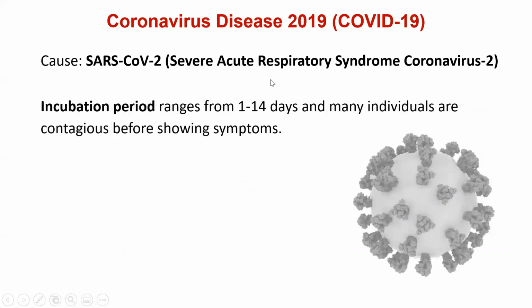So the incubation period apparently is 1 to 14 days. The average is about 2 to 3 days. People will incubate before they get symptoms. But it can range from 1 to 14 days. And that's why we have that 14-day quarantine thing going on. If you've been exposed, you're supposed to stay at home for 14 days just to make sure. Because we're trying to prevent the spread of this thing, right?